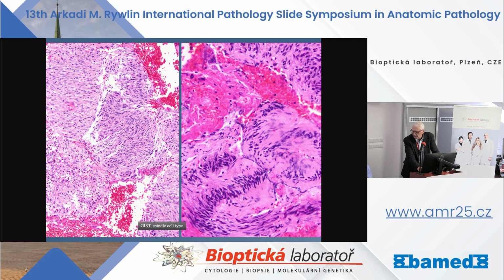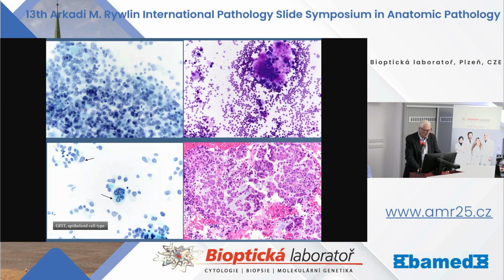This is a cell block from a variety of cases. As you see here, you can collect material for cell block. You notice the palisading right there. This is the epithelioid variant. So we even had cases with the epithelioid variant of this with rounded cells. Some of them have a myxoid stroma.